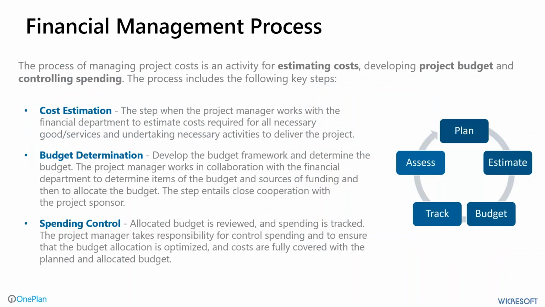So the financial management process is really the process of ultimately estimating the cost initially, developing a project budget, and then controlling spending as we execute on the project during its active life cycle. So cost estimation is generally the step where the project manager works with the financial department and other related folks to estimate the cost for all the necessary things needed to deliver successfully on a project.